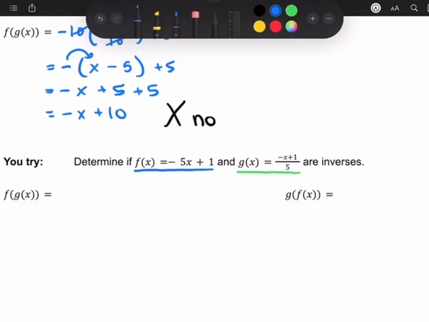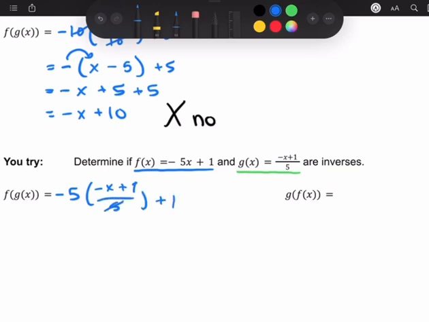Hopefully you gave yourself some time to solve this problem. Now let's work through it together and see what we get. So, first solving for f of g of x, we're plugging in the function g of x into anywhere in f where there's an x variable. We get negative 5 times negative x plus 1 over 5 plus 1.